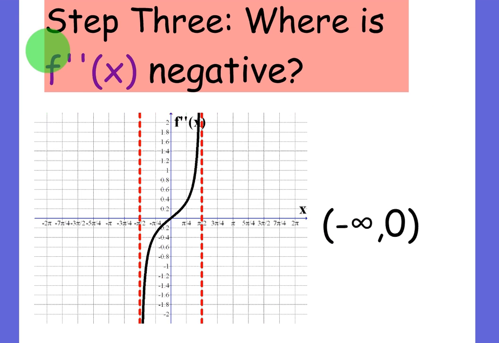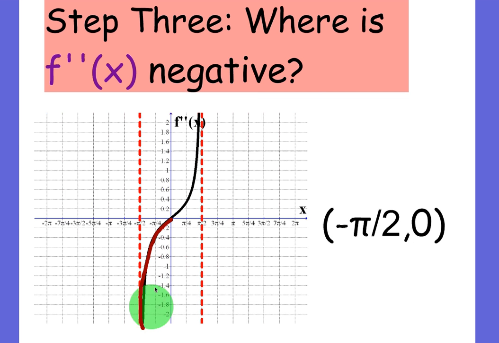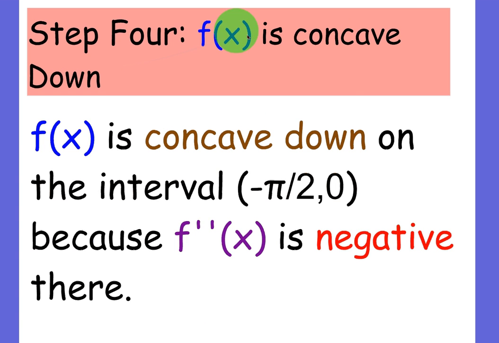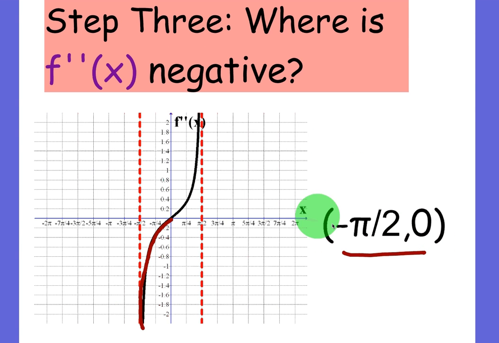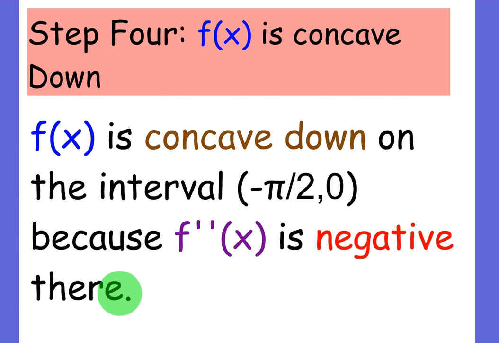For step 3, in the same way, where is f double prime of x negative? Well, we can see it's below the x-axis, negative from negative pi over 2 to 0. And what that indicates is if f double prime is negative on that interval, then f of x must be concave down. So for step 4, f of x is concave down on the interval negative pi over 2 to 0 because f double prime of x is negative there. So we figured out intervals of concave up and concave down. Where do we go from there?